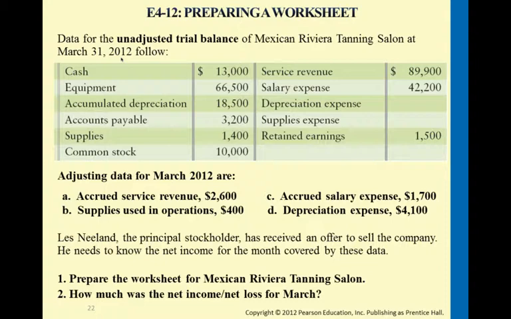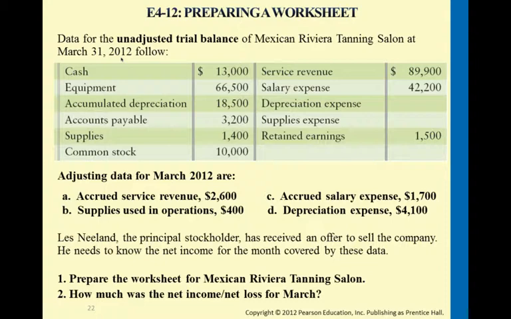Okay, for the A, B, C, D transactions, you have A here, accrued service revenue, which means accumulated service revenue. If it's accumulated, that means you haven't actually collected the cash from the customer. So this is a service revenue, and at the same time, it's an accounts receivable. B, supplies used in operations, $400. It already tells you this is the part that you used up. So meaning adjustments here, if it's something that you used up, you will have to reduce it by $400.